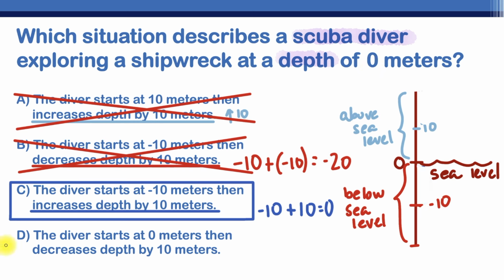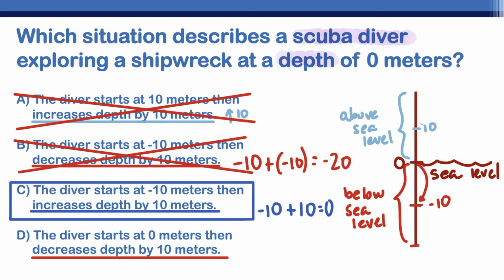And in case you were wondering why choice D is wrong, we can go through that pretty quickly. In this choice, the diver is starting at 0 meters, which is over here, and then decreases depth by 10 meters. The diver will start here and then go down 10 meters, and the diver would end up at negative 10, which again is not what we want.